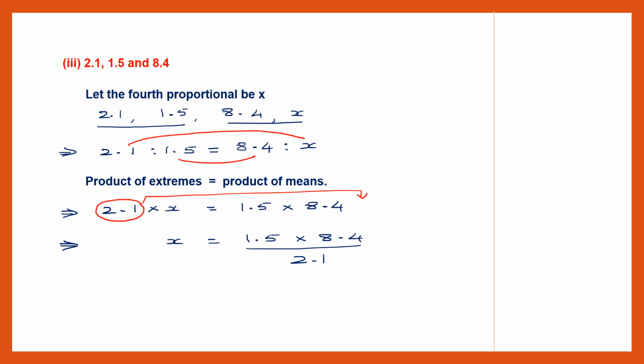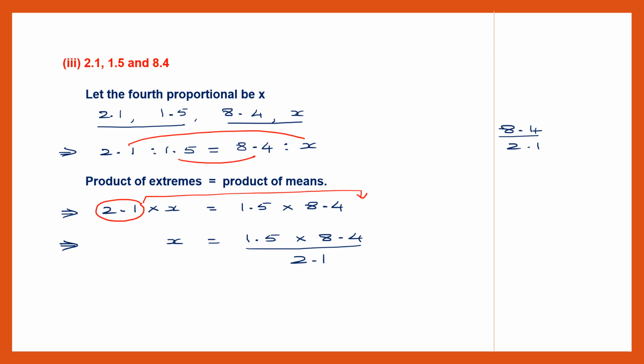Here we can cancel 1.5 and 2.1. If we take this as 15 and 21, both are in the tables of 3. We can also cancel 2.1 and 8.4. Both are in the tables of 21 itself, that is 2.1. Now 8.4 divided by 2.1. Now we can do it separately also: 8.4 divided by 2.1.